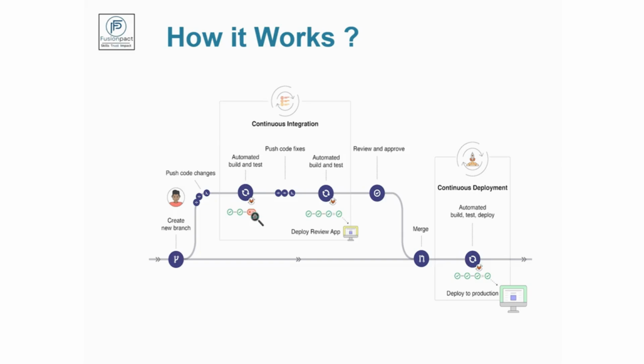And here we have a feature called review app, where GitLab can create a temporary review environment so that the team can test changes before merging. Then comes the review and approval section, where team members review the code and approve it. Once approved, the code is merged. And then the continuous deployment stage starts, where GitLab automatically builds, tests, and deploys the application to production.